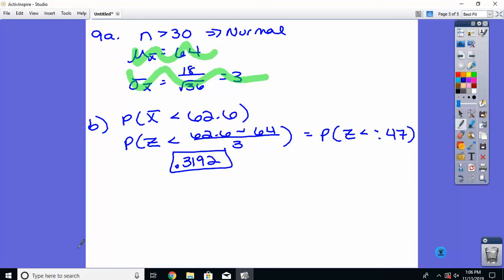Are there any others on problem 9 that we need to look at? On D, you remember how to do the probability that's between two things, don't you? You find each of their individual probabilities and subtract them. Do we need to look at number 12, the confidence interval? Okay.